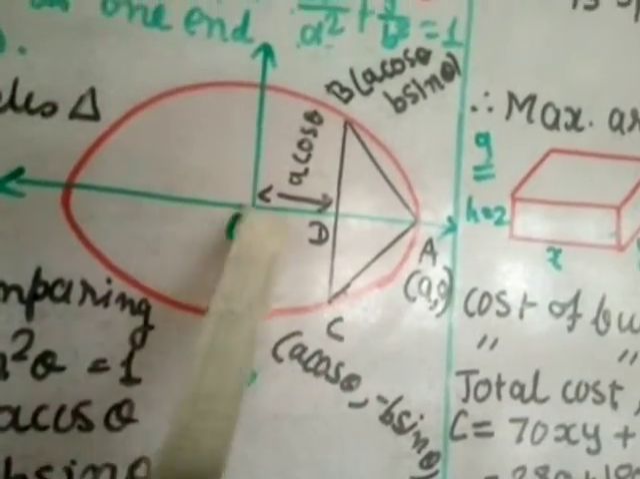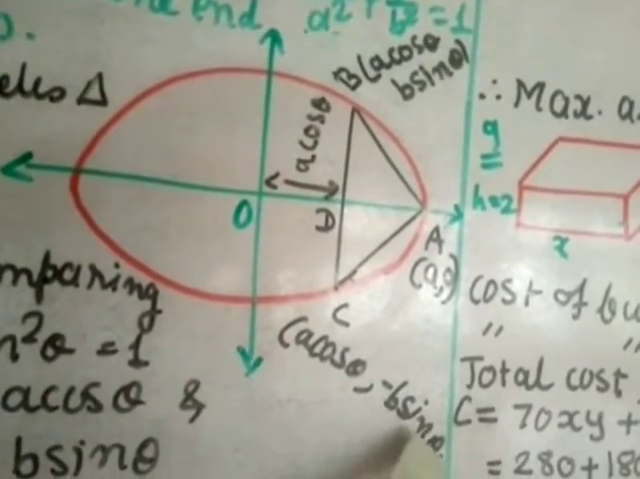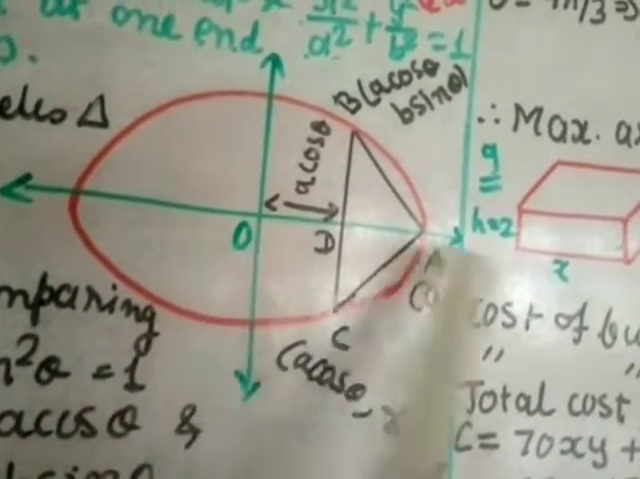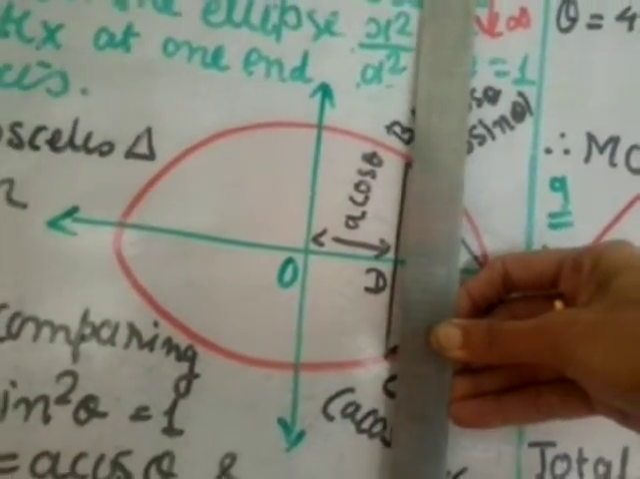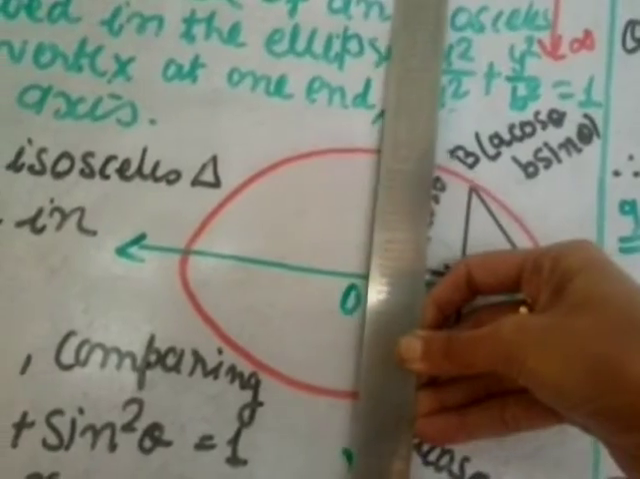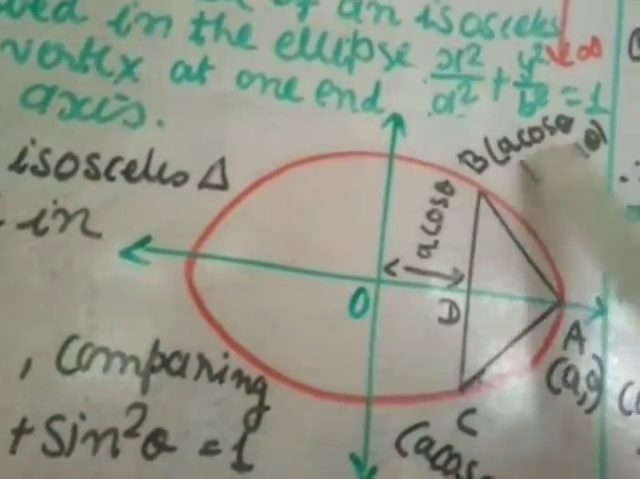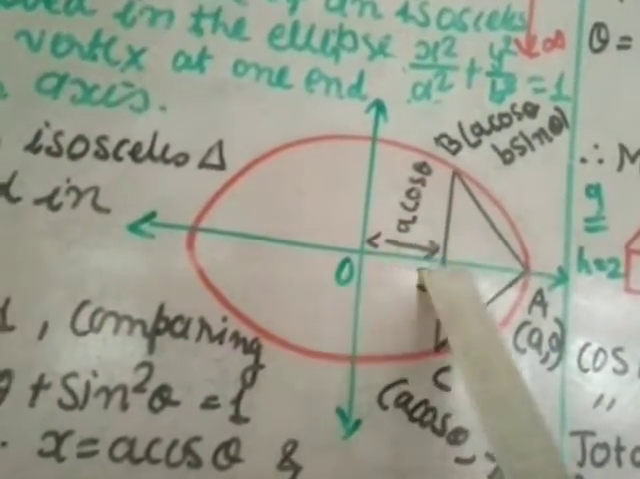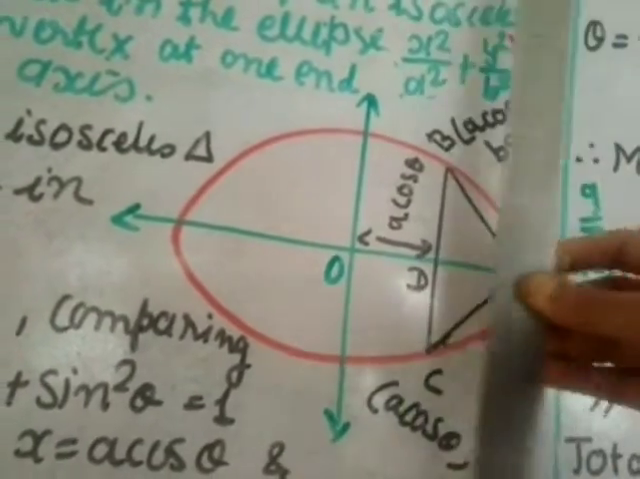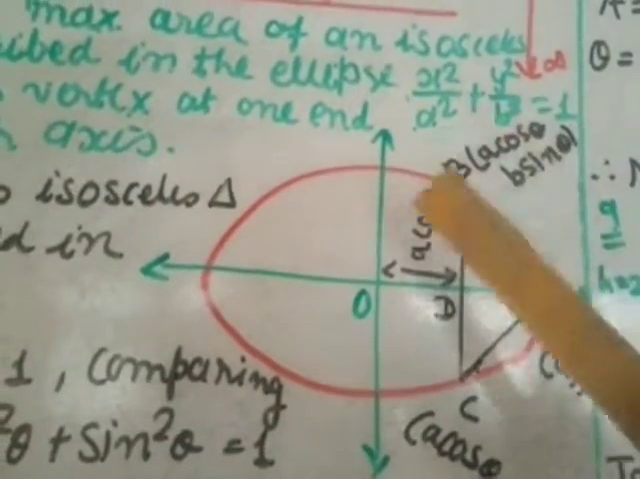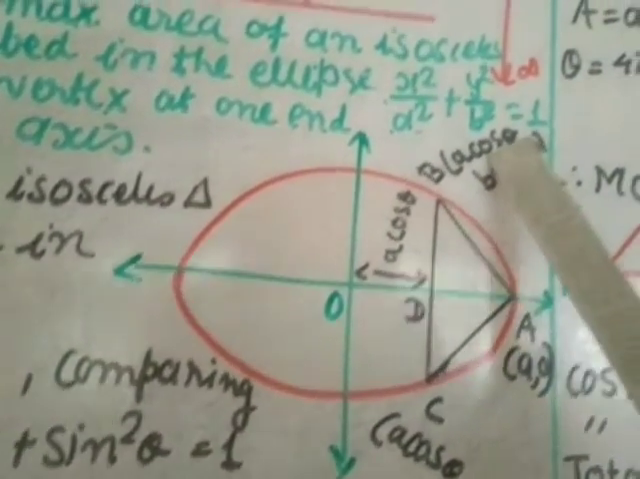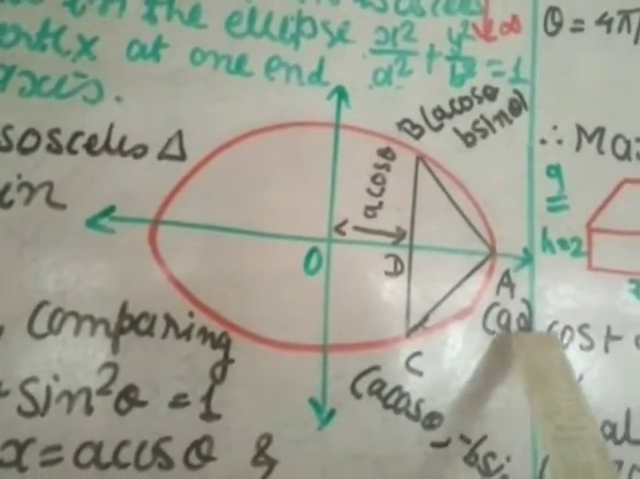Then here I have taken C as a cos theta, minus b sin theta, because here the y coordinate is negative, so you will take minus b sin theta, and the x coordinate is positive, so a cos theta. Then when you look at this line, its distance from the y axis is a cos theta. So from O to D will be a cos theta. Why? Because all the points on this line are at the same distance from the y axis, a cos theta. So OD is a cos theta, and OA will be a, because this is given.